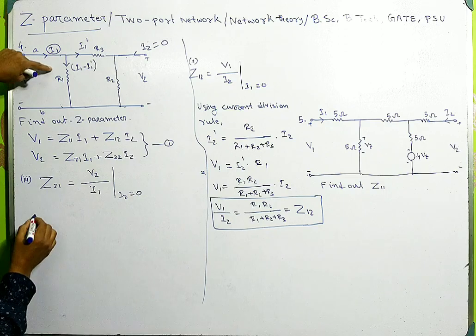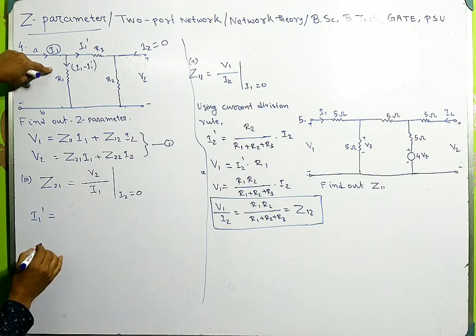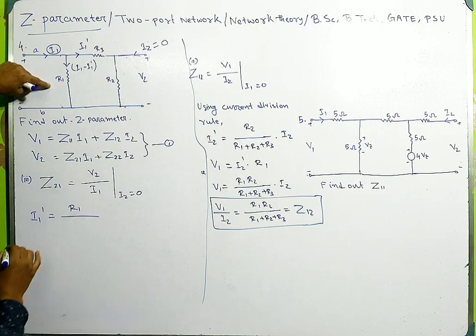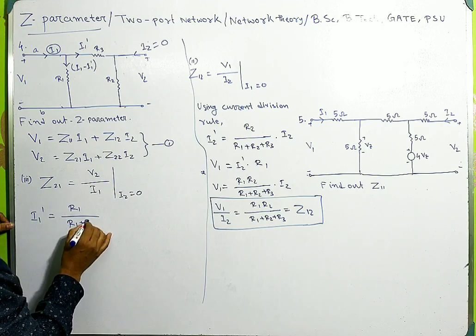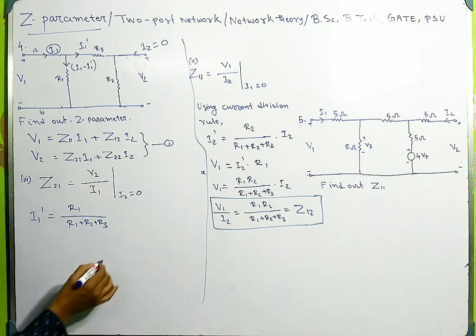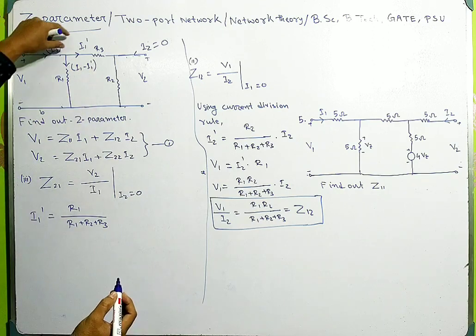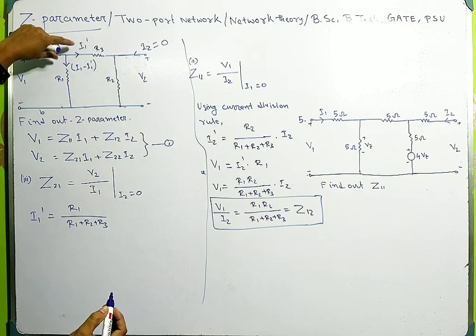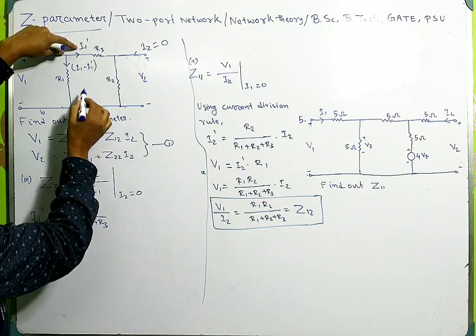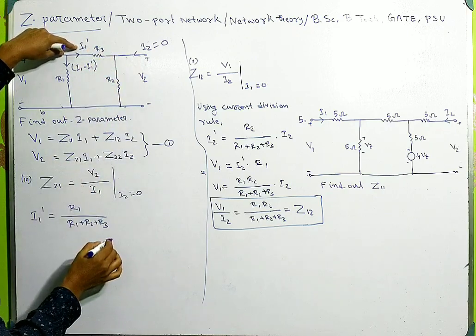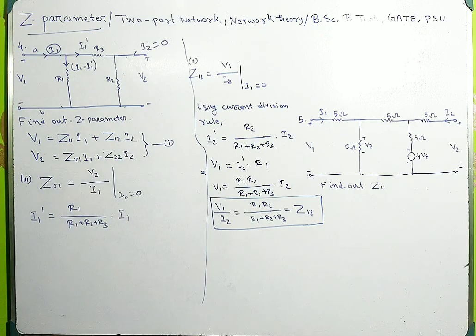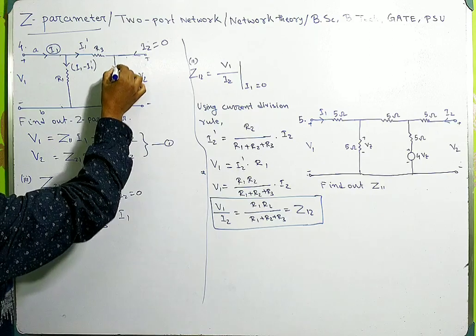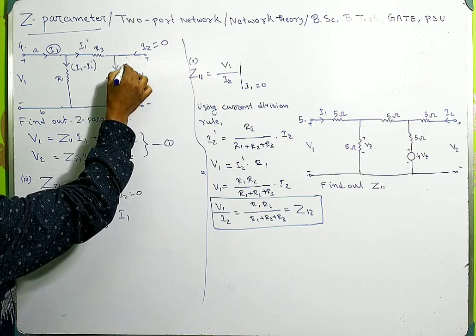So I1 dash can be written as R1 divided by R1 plus R2 plus R3. This can be calculated by the current division rule. So I1 dash is given by R1 divided by the sum of these resistances, R1 plus R2 plus R3, into I1. Now the current through this resistance R2 is given by I1 dash.